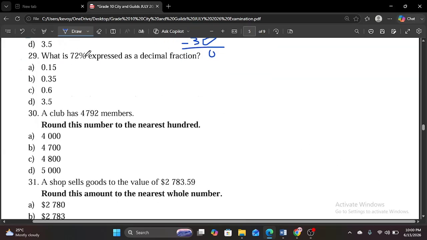What is 72% expressed as a decimal fraction? So we're going to do the same thing. We're going to convert this percentage into a decimal fraction. So the first thing that we're going to do is to write 72% as a fraction. It's going to be 72 over 100. So now that we have it as a fraction, we have two options. We can simplify it as is, or we can just divide. At this time, I'm not going to simplify, I'm just going to divide.